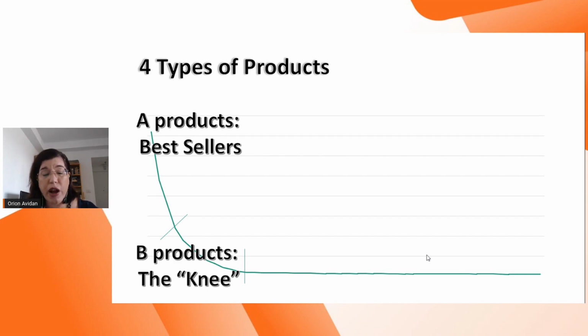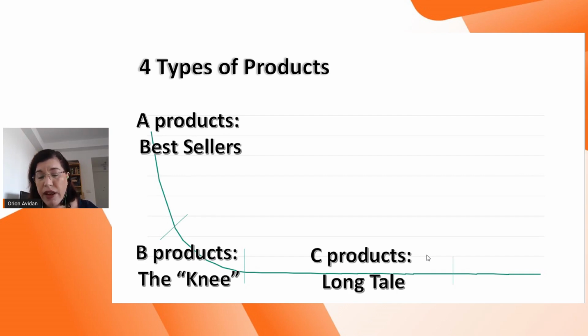Next, we have the B products, where the knee happens, the curve changes. They're still good sellers, definitely not as good as the A products, but they have some volume. Next, we have the long tail products, products that sell small volume over a long time, and that adds up.